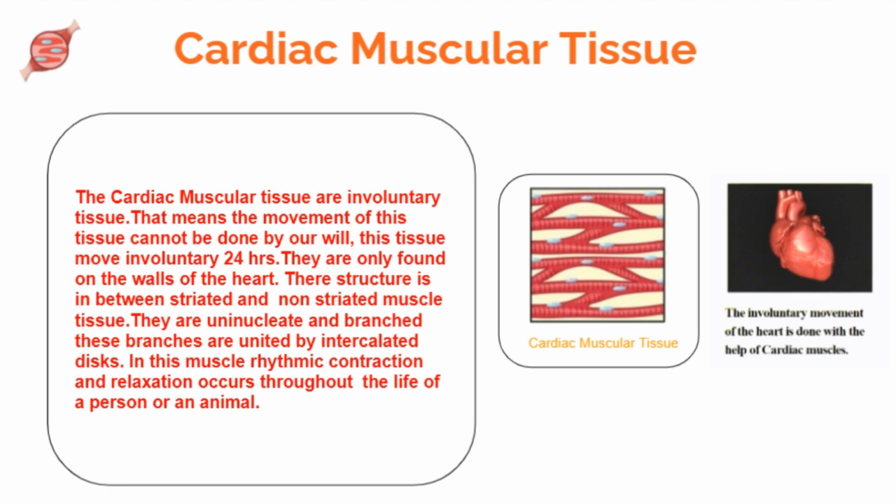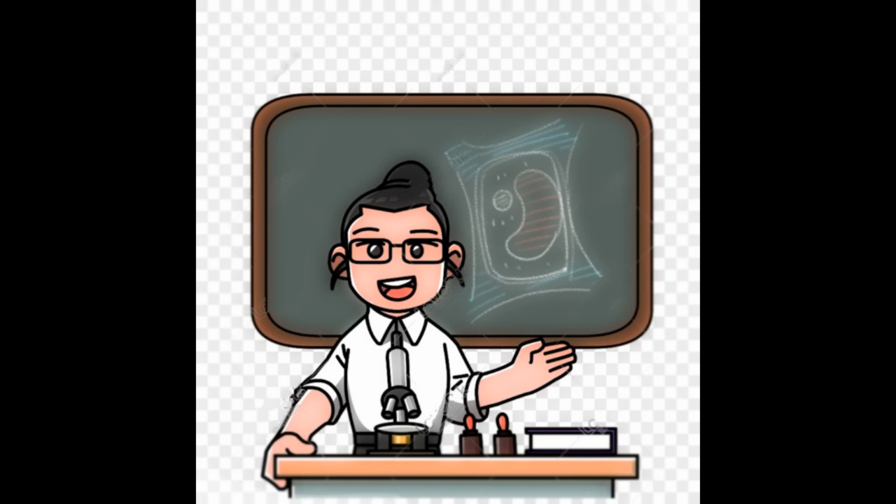This is the main part of the topic. Their structure is in between the striated and non-striated muscle. They are uninucleated and branched. Branches are united by intercalated discs. In these muscles, rhythmic contraction and relaxation occurs throughout the life of a person or an animal. So this is all about the three types of muscles that are found in our body.